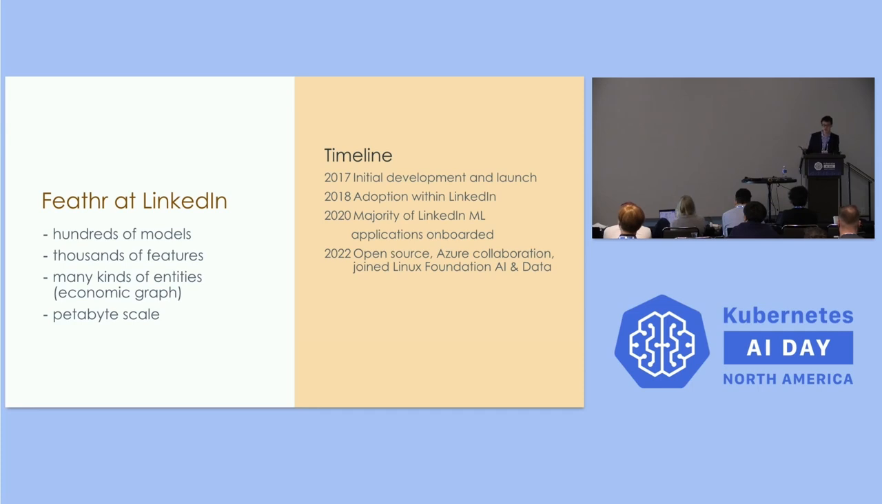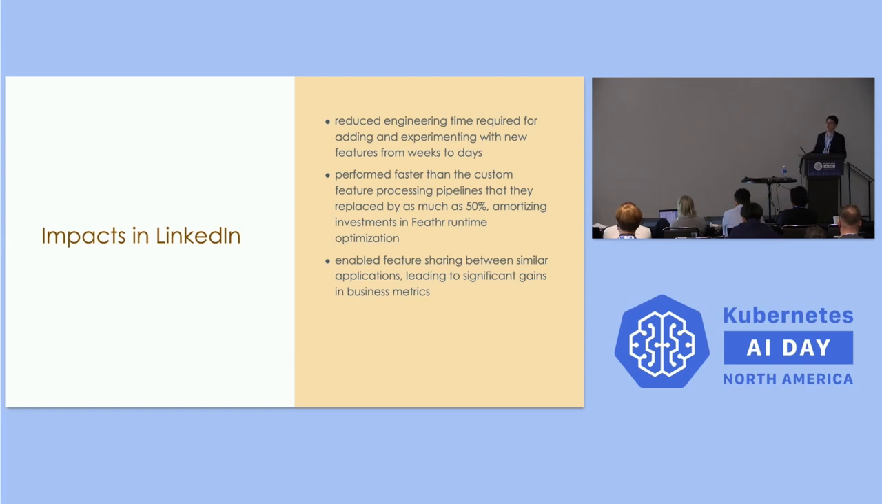Right now, Feathr is powering hundreds of AI models at LinkedIn, thousands of features, and many kinds of entities that empower LinkedIn's economic graph. It runs at a petabyte scale. So these are several highlighted impacts I want to mention here. The first one is reducing the feature engineering time required for adding, experimenting, and serving features in production from weeks to days. In the past, it usually required a lot of people and time to build pipelines or integration code or applications to put features into production. There are a lot of details that you need to worry about, like point in time joining, performance and latency, and how do you call a large amount of data without causing GC problems and so on.